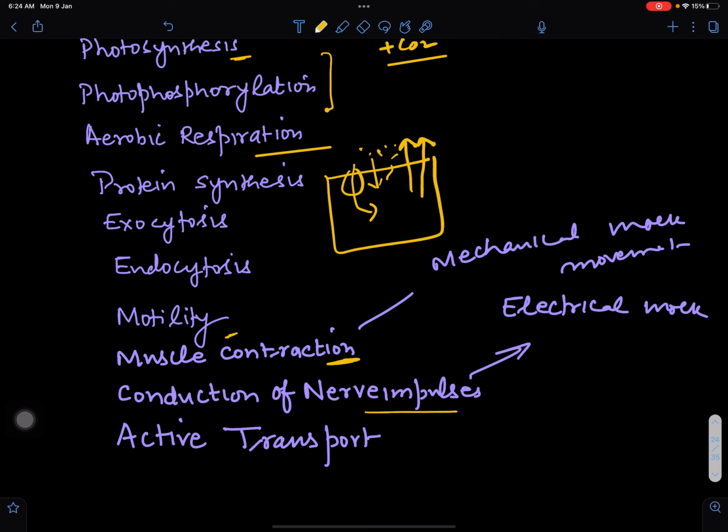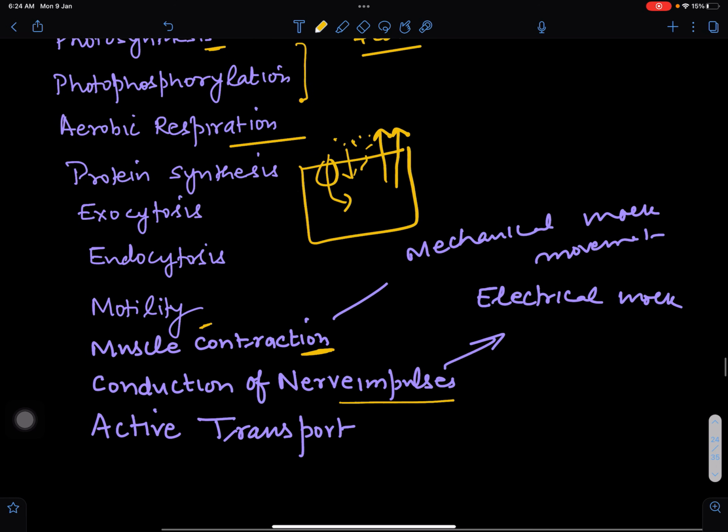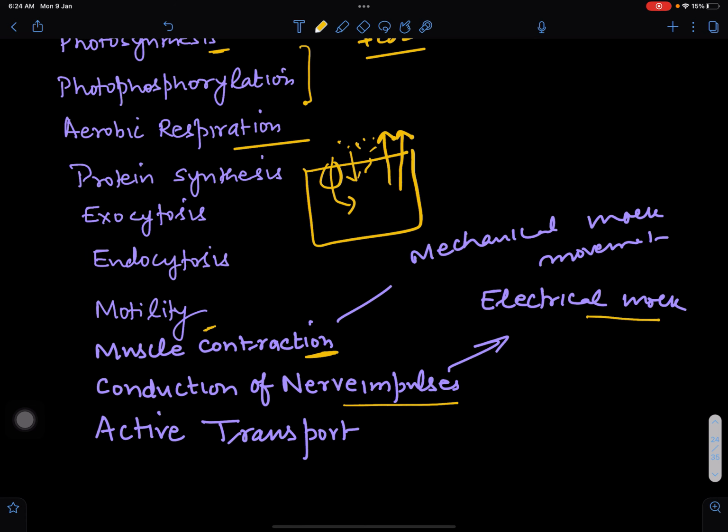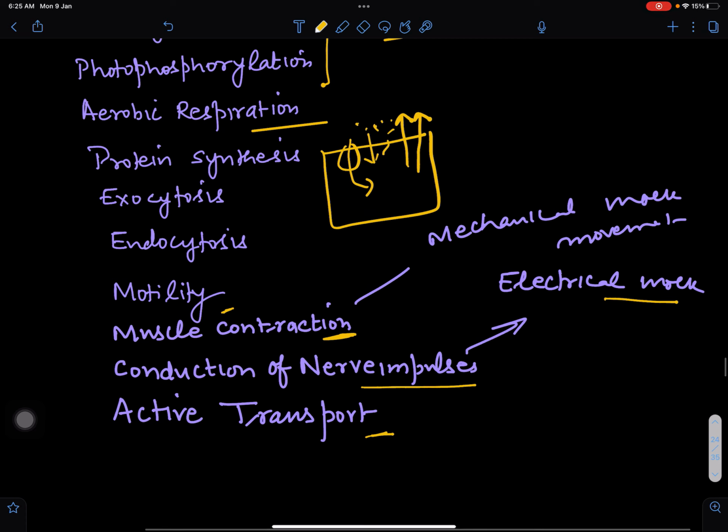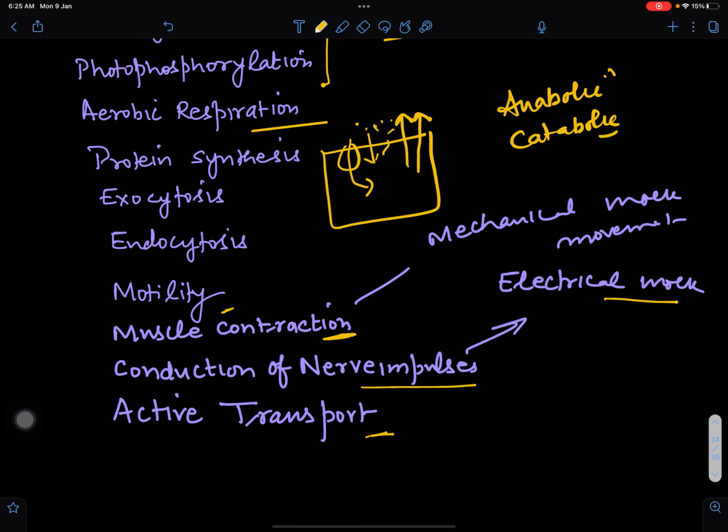For conduction of the nerve impulses, our whole brain and nervous system need energy in the form of ATP. For electrical work, for active transport phenomena, for various biosynthetic reactions, for anabolic and catabolic activities. Anabolic is synthesis. During synthesis also energy is required, and during breakdown also energy is required. So ATP plays an important role in all living beings on the earth. This is present in all living beings, so this is called universal.